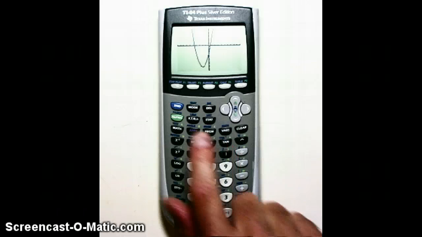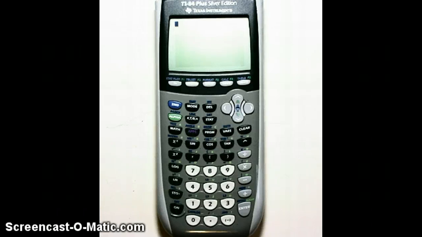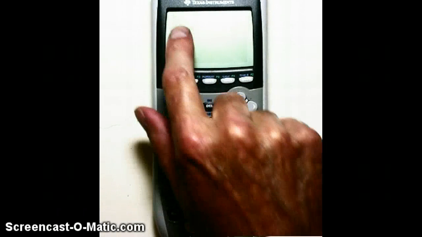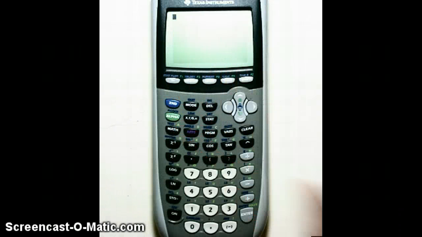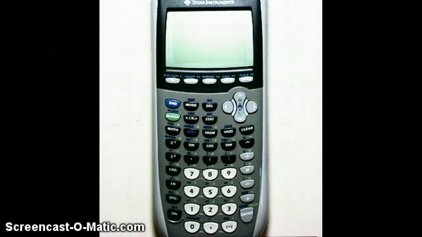The first thing I need to do is just hit clear to get out of my graph screen. And let's see, let me zoom in a little bit here. Okay. Now, this is our home screen. It's so many squares long and so many squares down this way. And we'll just call this spot right here my blinking cursor. So when I talk about the home screen, this is the screen that I'm talking about.